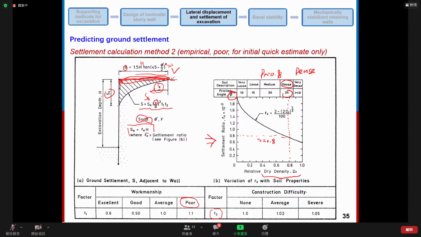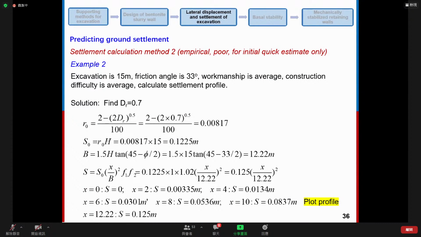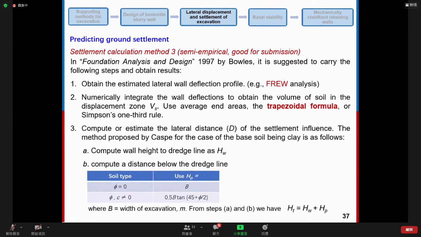Okay. And here we have another example. This example, we will go through in next week's tutorial. Okay, so here we have the third method for settlement calculation.